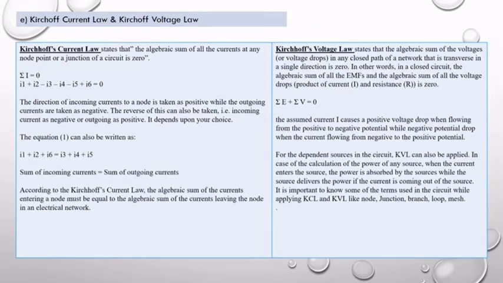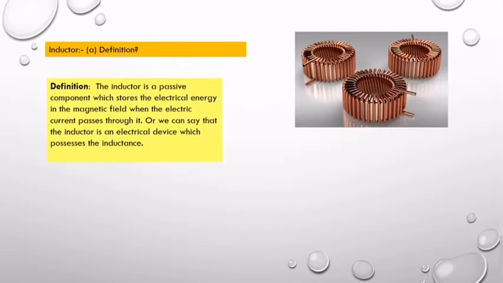The next, okay, we will discuss inductor. So the question is, what is an inductor? An inductor is a passive component which stores electric energy in a magnetic field when electric current passes through it. We all know that when electric current passes through a metal or a steel, it will produce a magnetic field. So we can call this electric device one which possesses inductance, which provides the magnetic field.